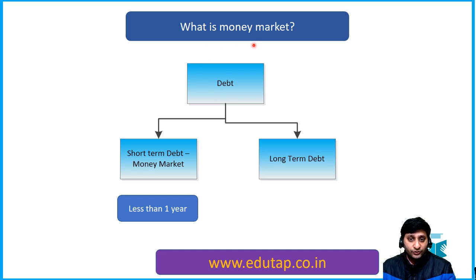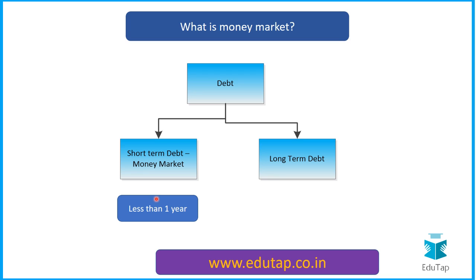Since our session is on guidelines by RBI on money market instruments, the first question that comes to mind is: what is a money market? It is one of the components through which a company, or even banks these days, can raise money. A debt can be long-term or short-term. A short-term debt is called a money market. Basically, debt with a duration of less than 1 year comes under the money market.